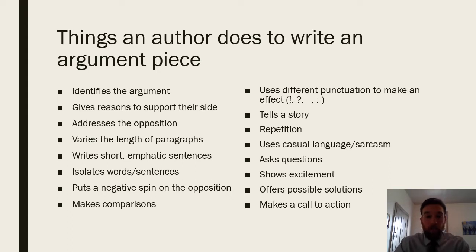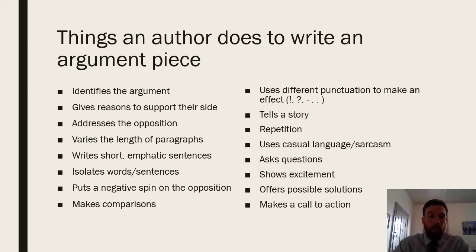Identify the argument, give reasons, address the opposition. I'll read through the rest of the list and kind of comment on each. Varying the length of the paragraphs. This is going to happen naturally. Every paragraph isn't going to be 7 sentences. So if you're commenting on this, make sure that it feels purposeful. A paragraph with 5 sentences versus 6 sentences might have just ended up that way. Something more on the extreme ends, if you have like a 12-sentence paragraph or a 1 or a 2-sentence paragraph, that's where I'd give some thought to it.